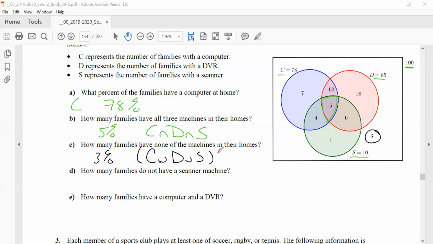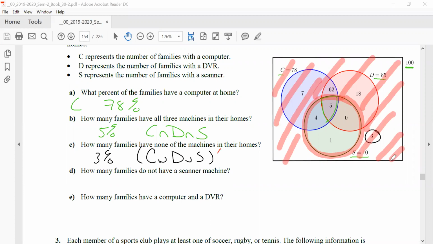How many families do not have a scanner machine? Well, I'm going to highlight scanner. So here's scanner. Those are the people that own a scanner. So I want all the people that do not own a scanner. So that's everyone on the outside.